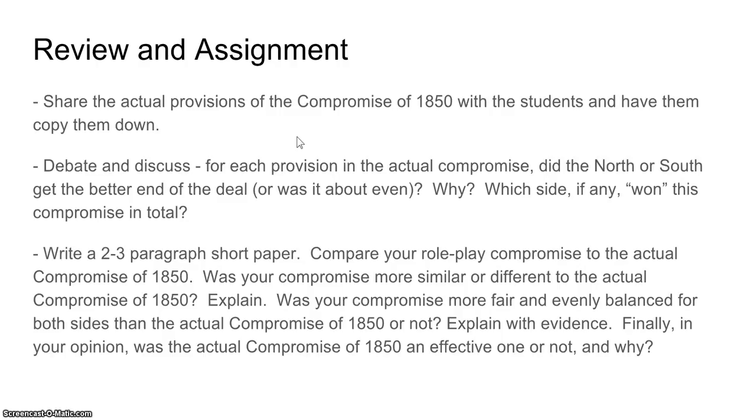And finally, in your opinion, was the actual Compromise of 1850 an effective one or not, and why? And I don't want to give too much away to the students, but my big question, what I'm leaning towards here is, did this do a decent job? If you didn't know what would happen in the future, obviously the students probably know that the Civil War happened, but if you didn't know that the Civil War was coming, if you didn't have the benefit of hindsight, do you think this is a decent compromise to get the North and the South to stop fighting, stop arguing with each other, or do you think it's a bad compromise, and why?